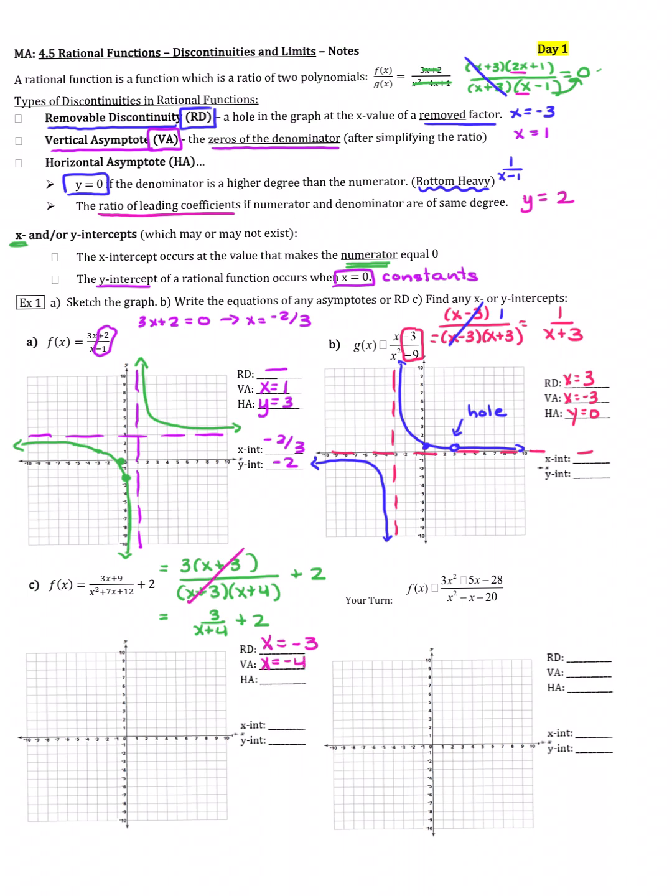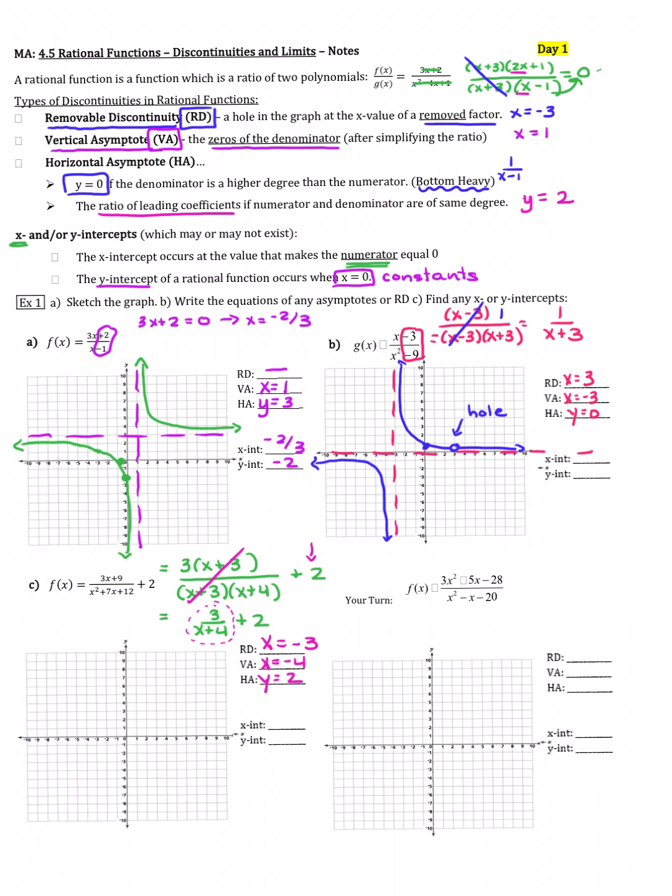And then notice that this first term is bottom heavy. So that would mean y equals 0, but then you have the plus 2. So whenever you have this plus something off to the side, that's going to be your horizontal. So y will equal 2, because 0 plus 2 is 2.